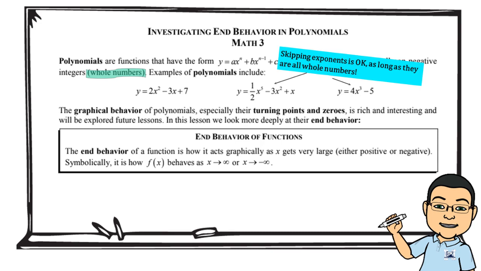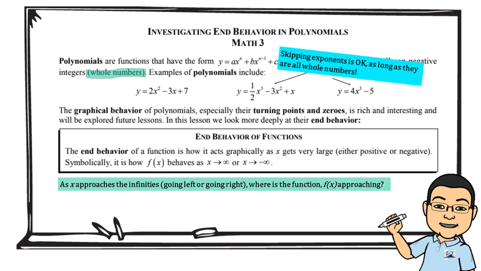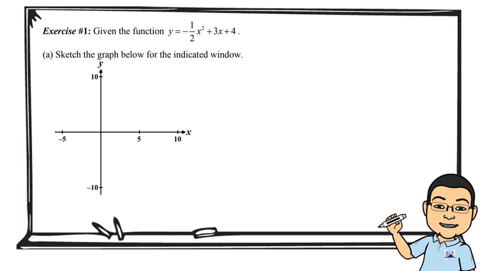The graphical behavior is going to depend on the turning points and zeros, which we will start to look at later on down the road, but more importantly here today we're going to look at end behavior. Symbolically, what is the function value f doing as x approaches positive or negative infinity? So let's look at exercise number 1.